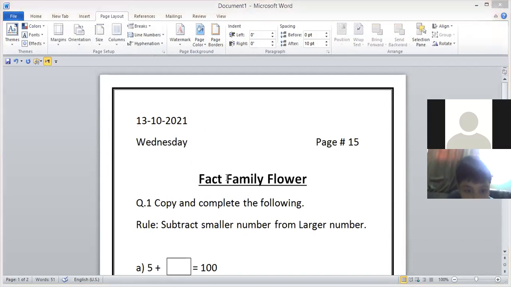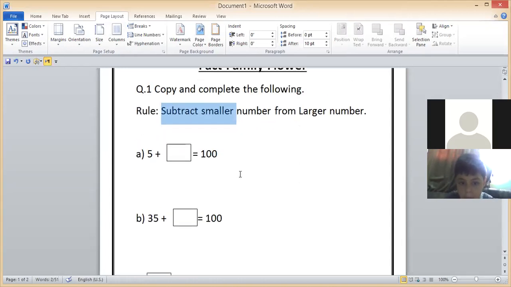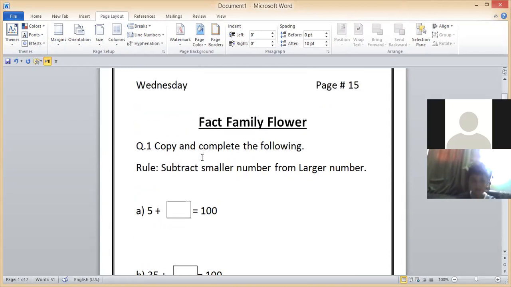So fact family flower is the heading, guys. Question number 1 is copy and complete the following. Provide the rule here. What is the rule? As I told you, subtract the smaller number from the larger number. This is 5 plus dash equals 100. I will show you the subtraction here.